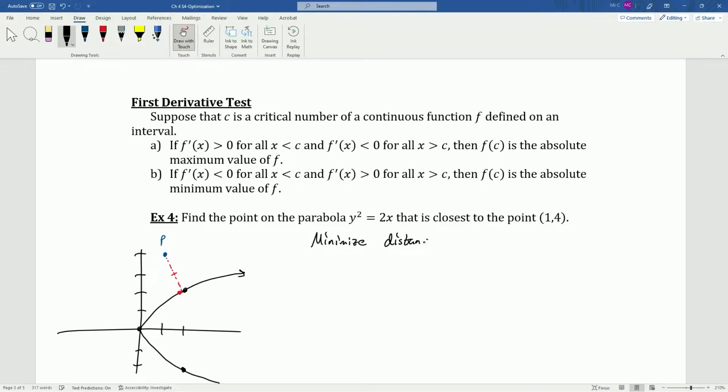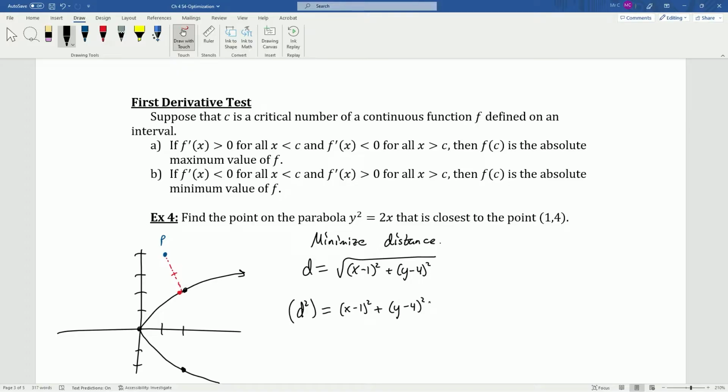the distance. But distance is a little bit hard to minimize because you've got the square root of, in this case, x minus 1 squared plus y minus 4 squared. And taking a derivative with that square root and squares inside, that's all a mess. So really, I'm going to minimize the distance squared. Makes this problem a lot simpler. And whatever minimizes the distance squared is also going to minimize the distance. So that's going to be a lot easier for us to work with.